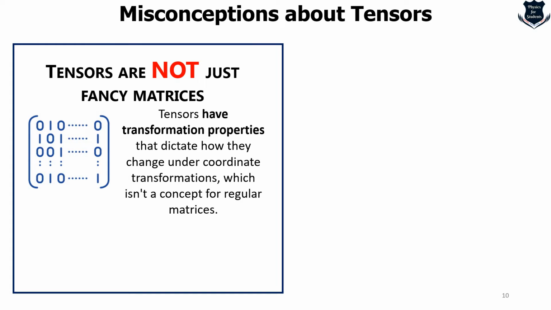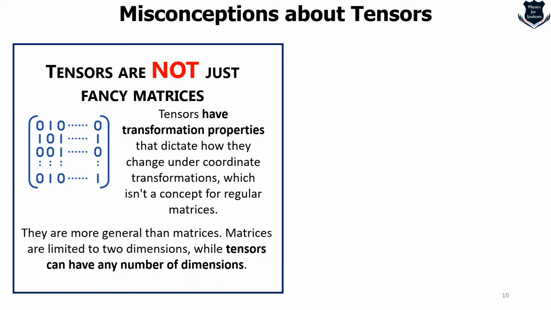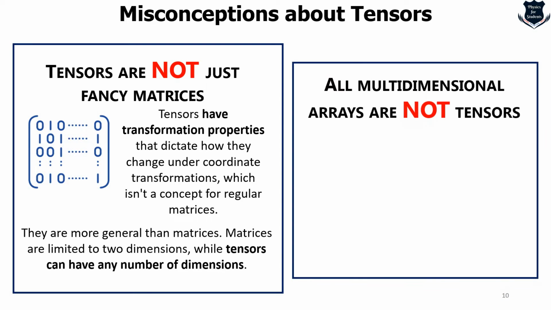Tensors do have certain transformation properties. These transformation properties are defined for how the coordinates change, which is not a concept of regular matrices. So they are more general and carry n dimensions. Matrices are actually limited maybe to 2 or 3 dimensions, but tensors can have any number of dimensions. So tensors are not just fancy matrices, but there is more to them, which carries rules.